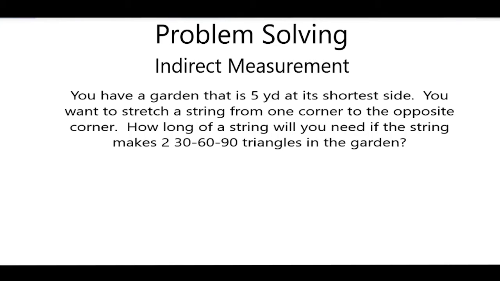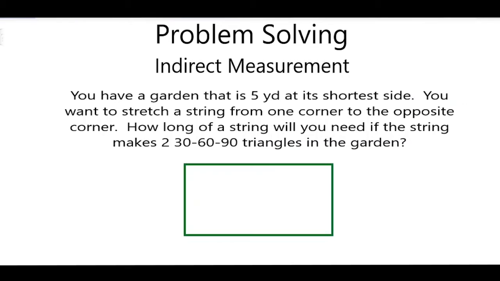All right, so let's say you have a garden that is 5 yards at its shortest side. You want to stretch a string from one corner to the opposite corner. How long of a string will you need if the string makes two 30, 60, 90 triangles in the garden? Well, let's make a diagram here. So here's our garden, and we know the short side of the garden is 5 yards.